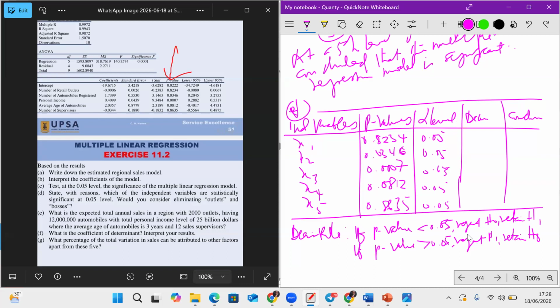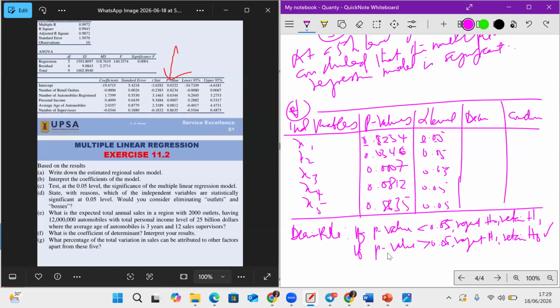So we are just going to compare all the p-values for each of the independent variables against 0.05. Is it more or less? If it is less, the decision is reject H0, retain H1. If more, reject H1. That's what we are going to do. Do we get it? Yes, sir. Okay, so the first one, is the x1 more or less than 0.05? This is more. So it is greater than, right?